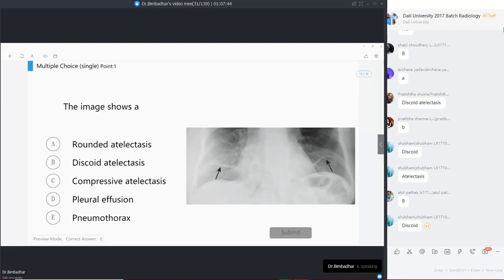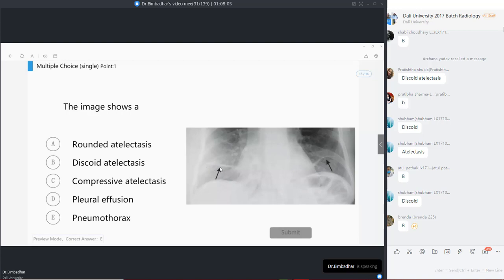It is discoid atelectasis. Remember, discoid atelectasis is the one that is parallel to the hemidiaphragm, but compressive atelectasis will be going down perpendicular to it, right? So rounded atelectasis is entirely different, okay? So the answer to this question is discoid atelectasis, okay?